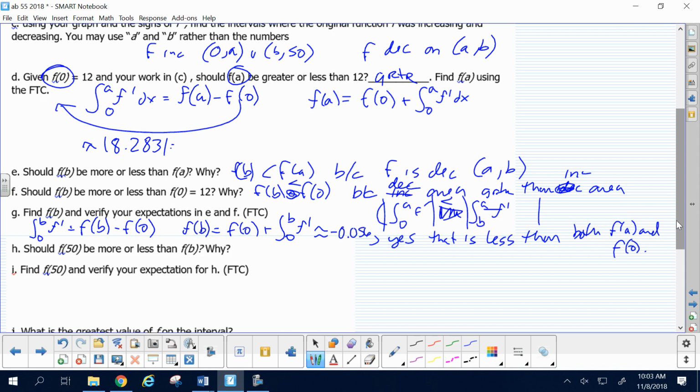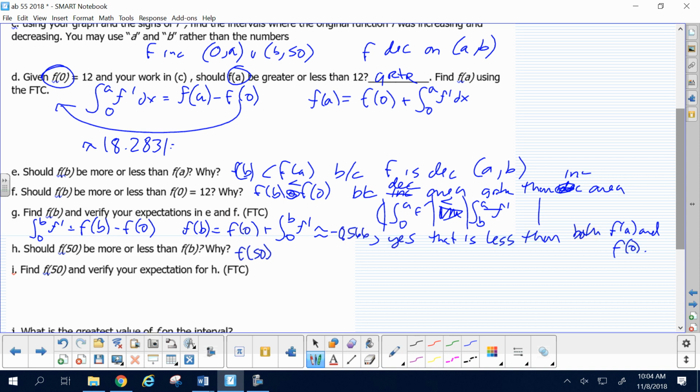Okay? Should f at 50 be more or less than f at b? You didn't get that value? Maybe I didn't have my glasses in. Negative 0.56, what's the third decimal? Sorry. Okay. The conclusion still stands. Sorry about that. All right.